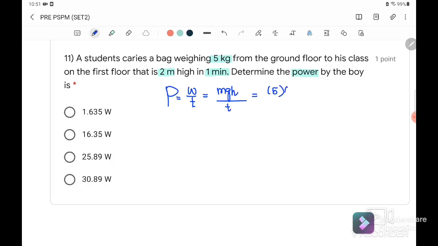So m is 5 kg, g is 9.81, h is the height 2 meter, and the time taken is 1 minute. So 1 minute is equal to 60 seconds. If you press the calculator, we will get 1.635 watt. So the answer is A.